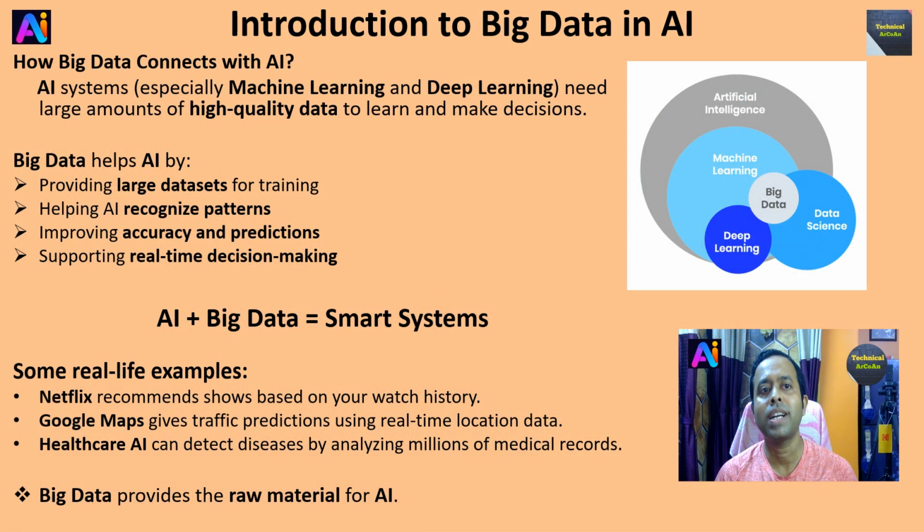How does big data connect with AI? AI systems, especially machine learning and deep learning, need large amounts of high quality data to learn and make decisions, right? Big data helps AI by providing large data sets for training, helping AI recognize patterns, improving accuracy and predictions, and supporting real-time decision making. So we can say AI plus big data makes smart systems, right?